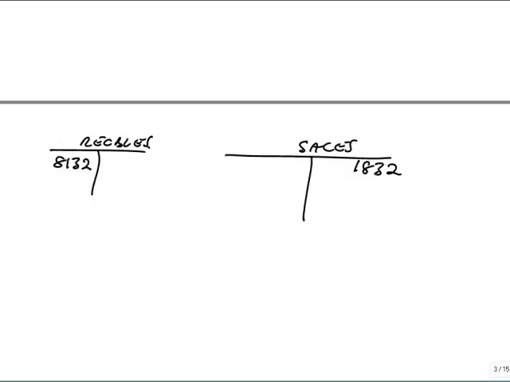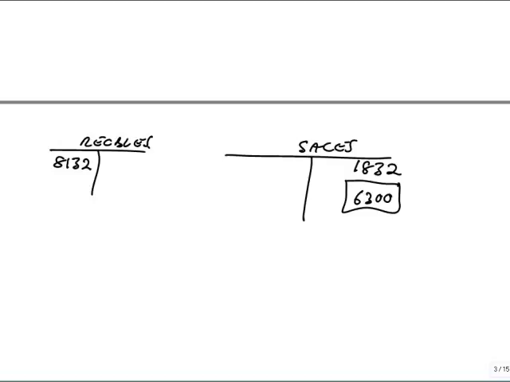Surely, to put it right, you will have to credit sales with the difference. Would you agree? And what is the difference? 8132 minus 1832, it's 6,300. Clearly, there's no double entry. The point is, the double entry was wrong. By crediting with 6,300, the double entry is now right. Clear?